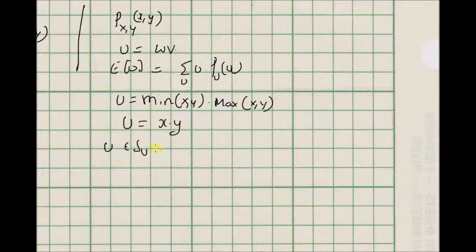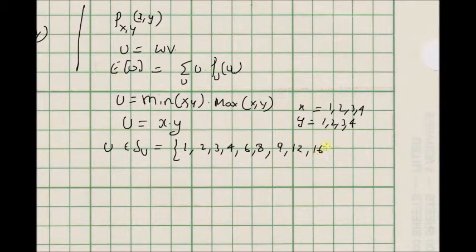U belongs to the range SU, where SU consists of the elements which are the product of the values of X and Y. So for X equal to 1, 2, 3 and 4, and Y equal to 1, 2, 3 and 4, the product consists of the following values: 1 times 1, 2, 3, 4.